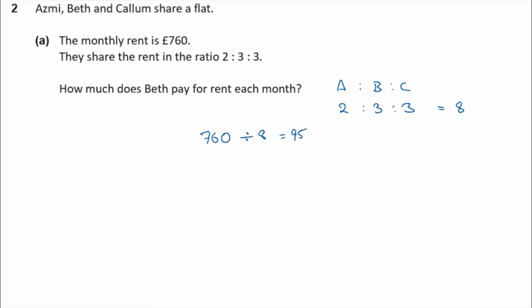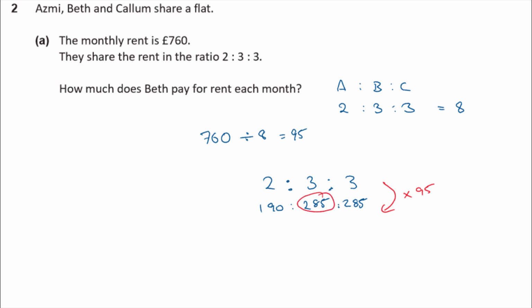Okay, and then to find what Beth has, we're going to take our ratio 2 to 3 to 3. We're going to scale it up by a factor of 95 then. So Asmi's going to get 2 lots of 95. That's 190. Beth's going to get 3 lots of 95. Well, she'll have to pay 3 lots of 95. That's 285. And the same for Callum, 285. Now at this stage you might want to double check your work by adding the 285 and the 285 and the 190 together. Just double check they come to 760. Mine do. So Beth's, the one in the middle, is 285.